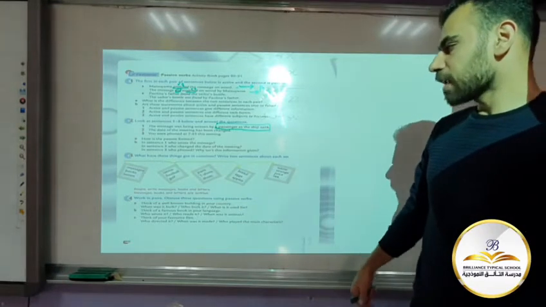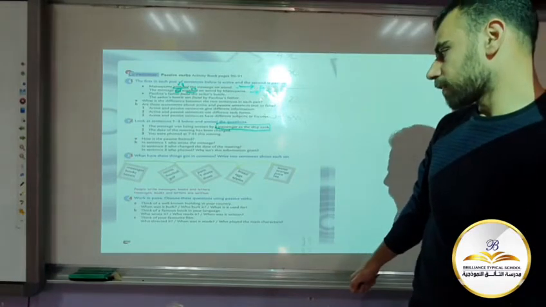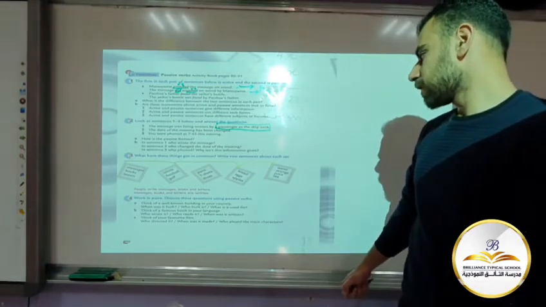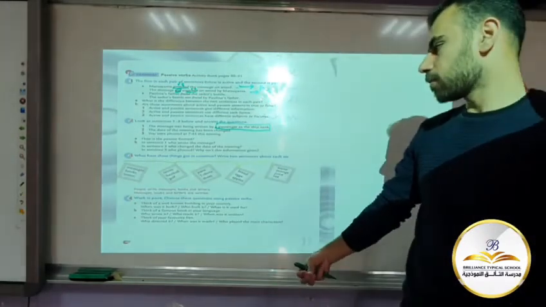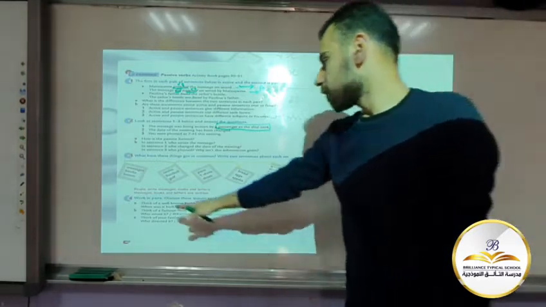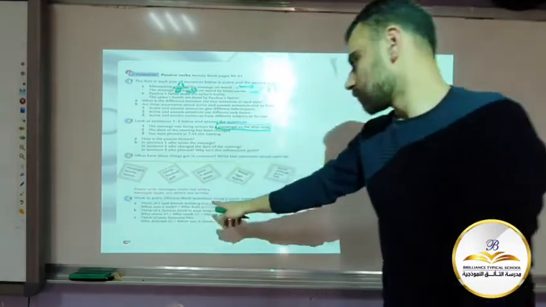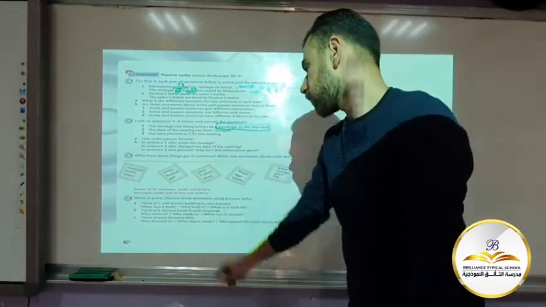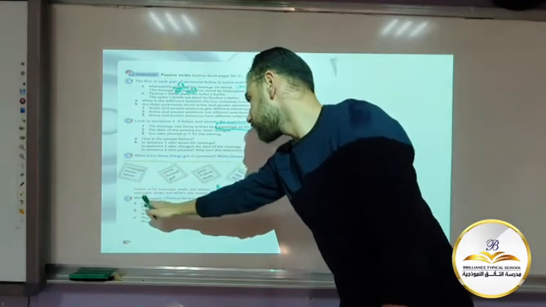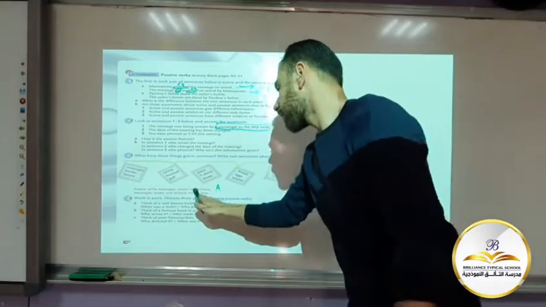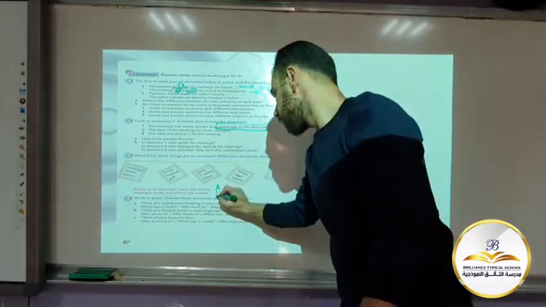Okay. Now, question number 3. What have these things got in common? Write 2 sentences about each set. They give us some information and we need to form sentences. We have messages, books, and letters. We are going to say, people write messages, books, and letters. This is the active voice. And we have messages, books, and letters are written. So this is the passive voice.